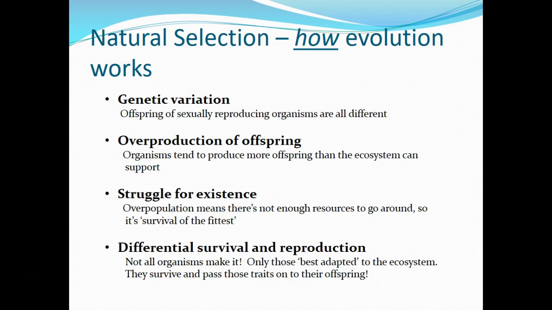Genetic variation: all organisms of sexually reproducing species are all different. And think back to our heredity unit. You know that things like crossing over and mutations and independent assortment of alleles are some of those factors that cause there to be genetic variation in sexually reproducing organisms.